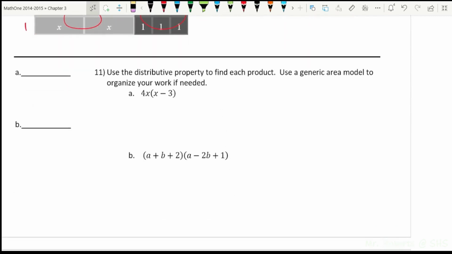Question 11. Use the distributive property to find each product. Use a generic area model to organize your work if needed. Well, I definitely do not need that for this first one because this is the simplest form of the distributive property. I'm just going to multiply each of these terms, right? I've got a term of an x and a term of a negative 3. I'm going to multiply each of those by 4x. So when I multiply, I'm going to have 4x squared minus 12x. That's 4x times x is 4x squared, and then 4x times negative 3 is negative 12x. Excellent.